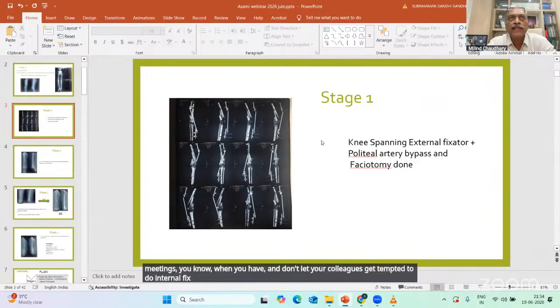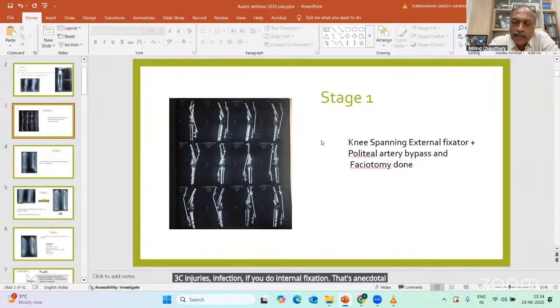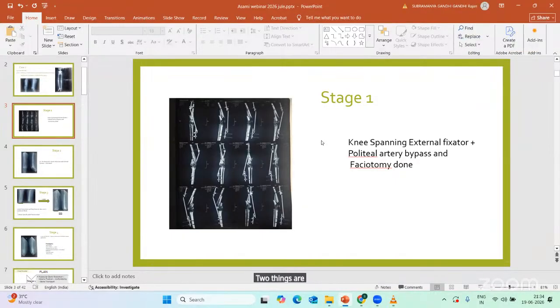I remember a case as far back as 1985, I think. It's a really very high incidence of infection in 3C injuries if you do internal fixation. That's anecdotal. And I think Ajit has written up a very big series on vascular injuries and the use of Ilizarov. It's really helpful. Two things are different from then to now.